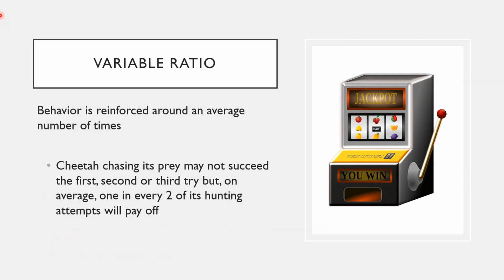For example, if you imagine a cheetah hunting in the wild, sometimes it's going to successfully stalk and kill its prey, and sometimes it's not. It may not succeed the first or second or even the third time, but it's going to have an average. Say every 2 times it goes hunting, it's going to pay off. This variable ratio reinforces the cheetah's hunting. The cheetah does not know how many times it's going to have to go hunting in order to get fed, but it always averages. And that's why you're going to see that number in the VR notation, because just mathematically, there's always an average of the number of behaviors that have to occur in order to be reinforced.